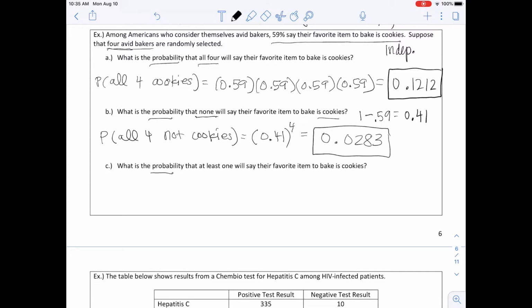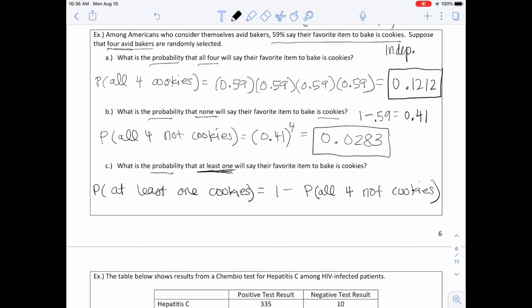Part C says, what is the probability that at least one, and here's that new word that we just talked about, will say that their favorite item to bake is cookies? So the probability that at least one says cookies. And from up above, we're going to use the idea of the complement, which is going to be 1 minus the probability that no one's favorite thing to bake is cookies out of all 4 of those. So I'm going to write it down as all 4 is not cookies.